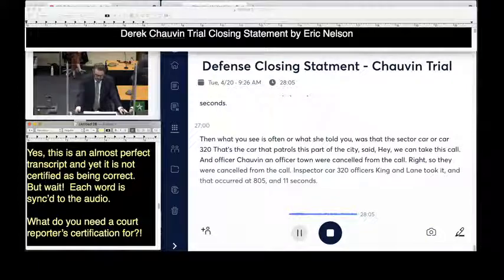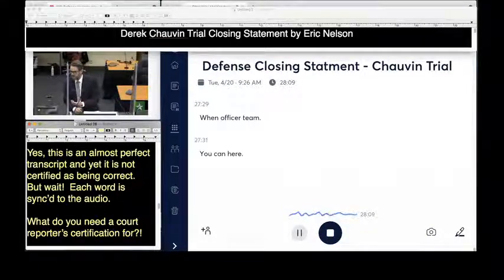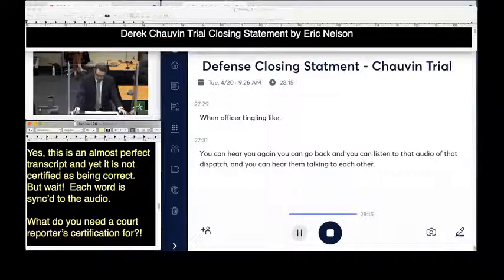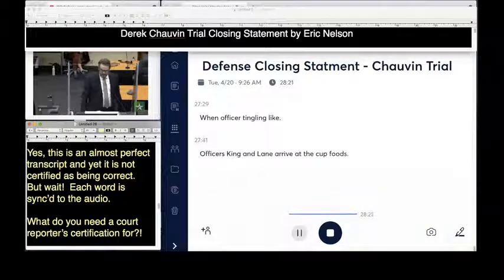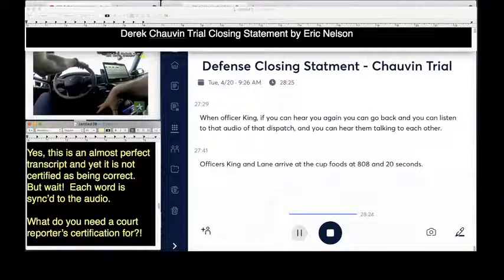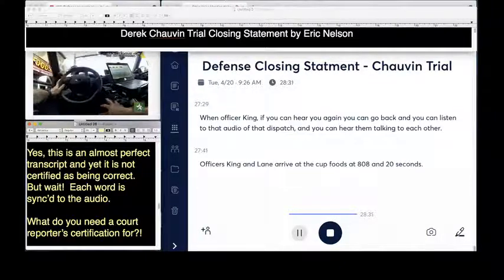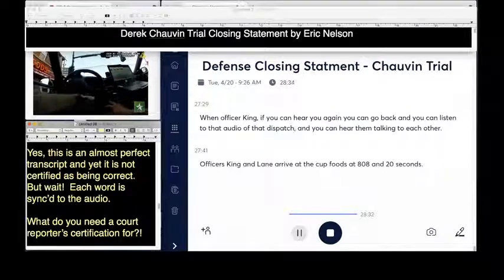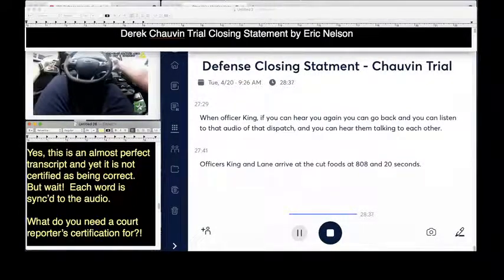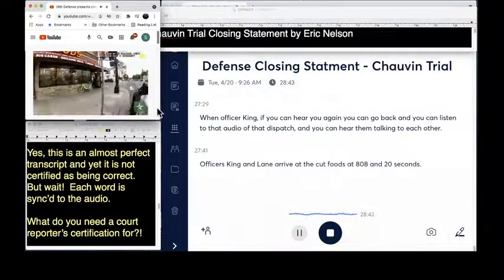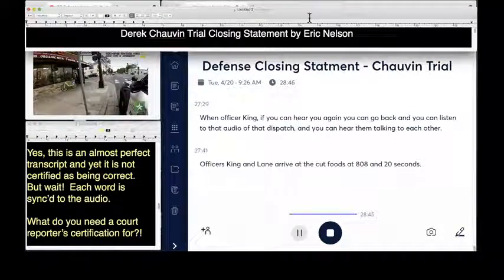When Officer King and Lane took it over, you can go back and you can listen to that audio of that dispatch, and you can hear them talking to each other. Officers King and Lane arrive at the Cup Foods at 8:08 and 20 seconds. So now we see police officers are responding. They're on scene at 8:08.